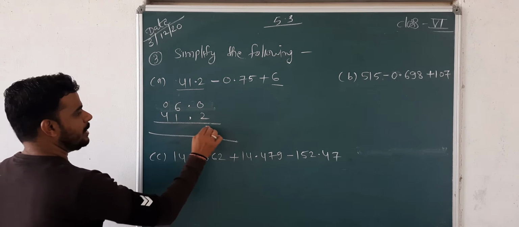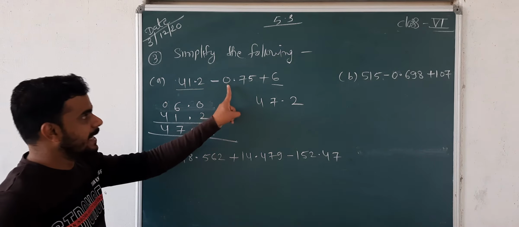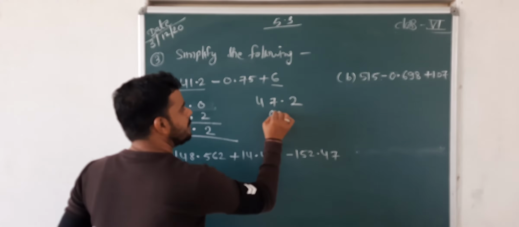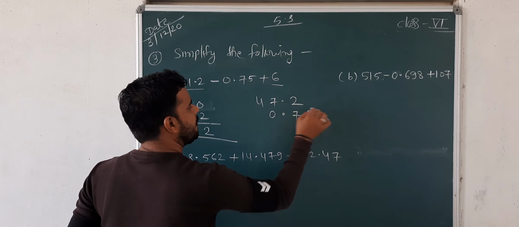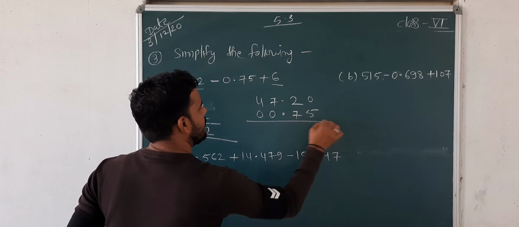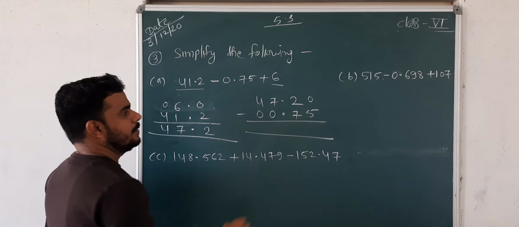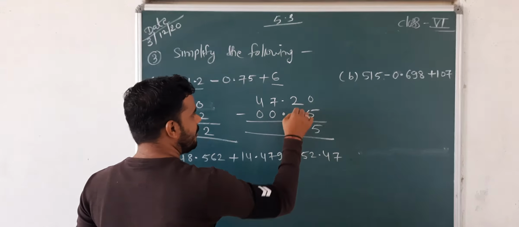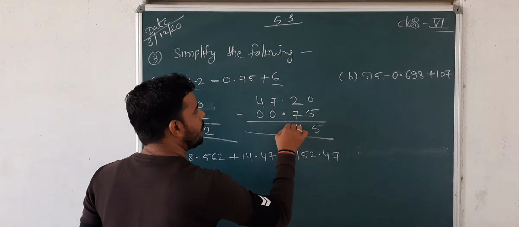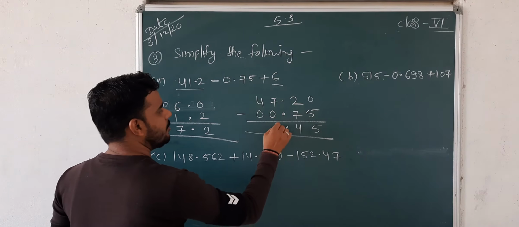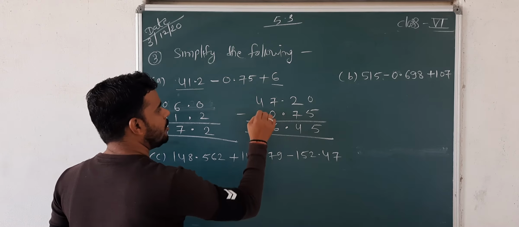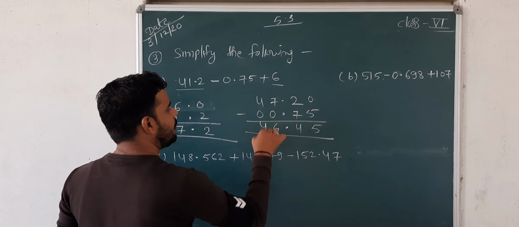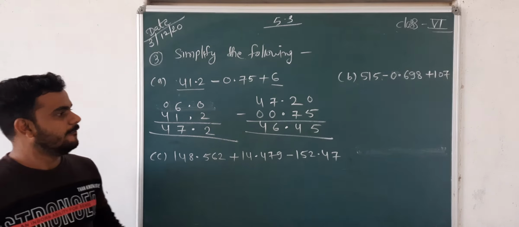After 47.42, subtract 0.75. Then 0.75. And here 0 and here also 0. The final answer we got from here. So 10 minus 5, 5. 11 minus 7, 4. 6 minus 0, 6. 4 minus 0, 4. 46.45 is your final answer.